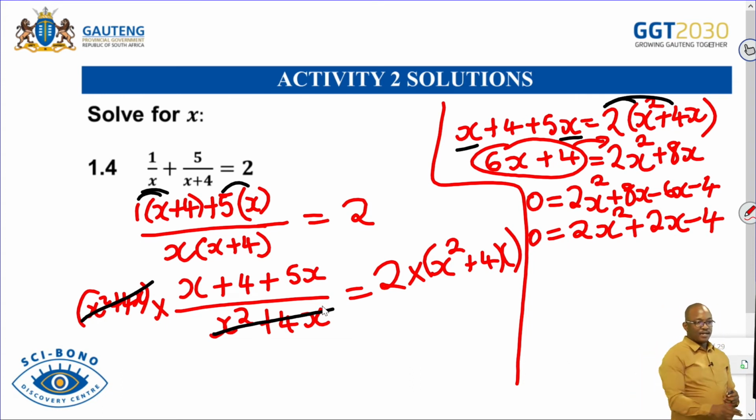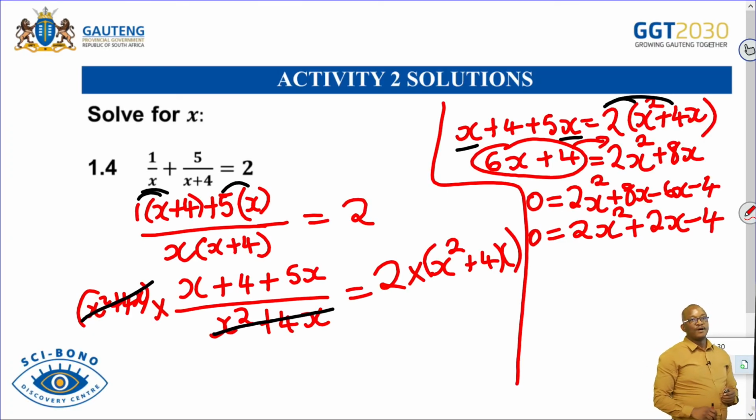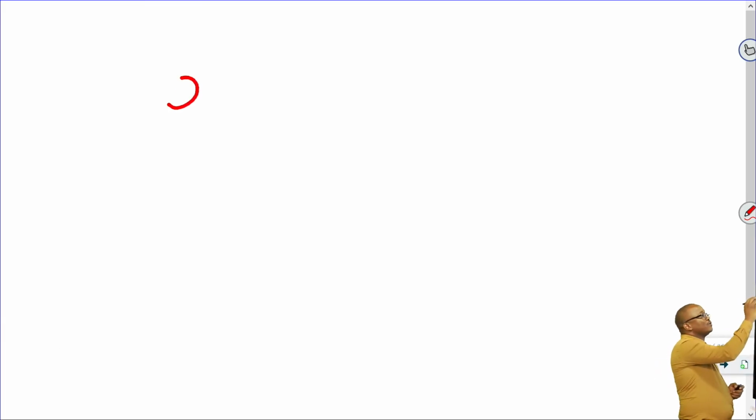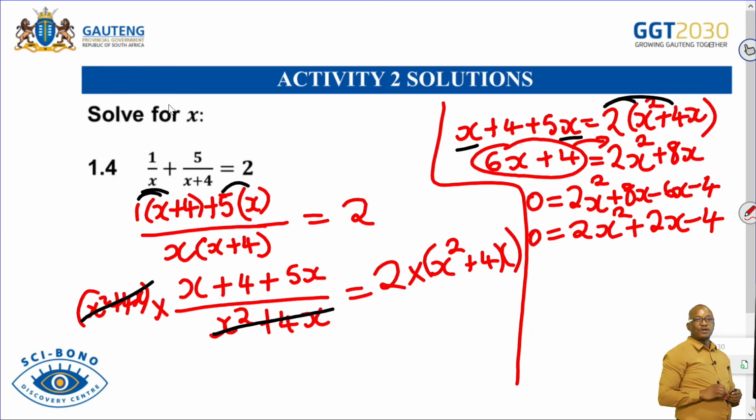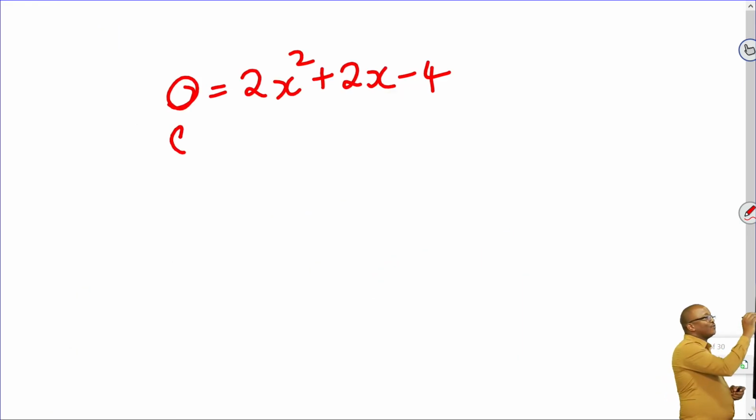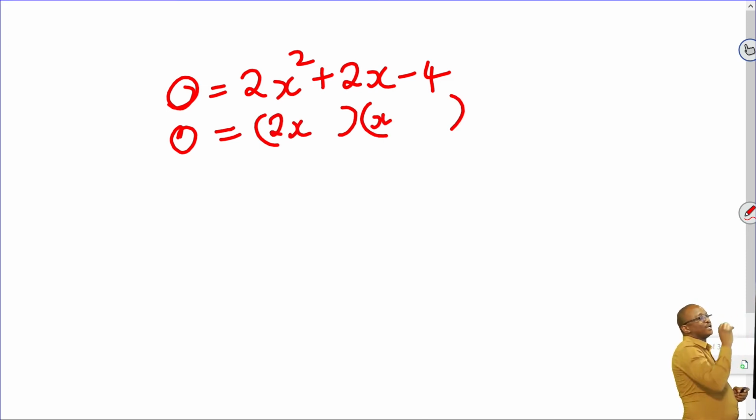Then now let's have an extra space so that we can see. Remember our equation now is 0 is equal to 2x squared plus 2x minus 4. Correct? Double check if we have written it correctly. Correct. Then now we have to factorize. How do we then factorize? We're going to have 2x and we're going to have x there.